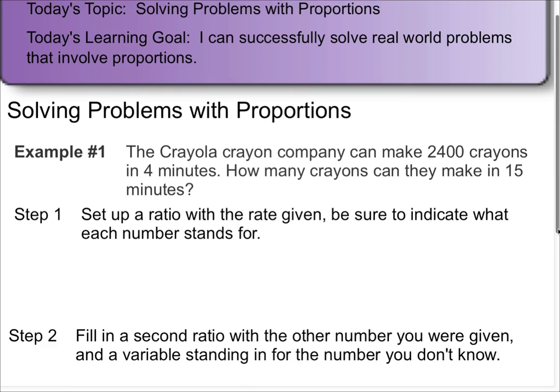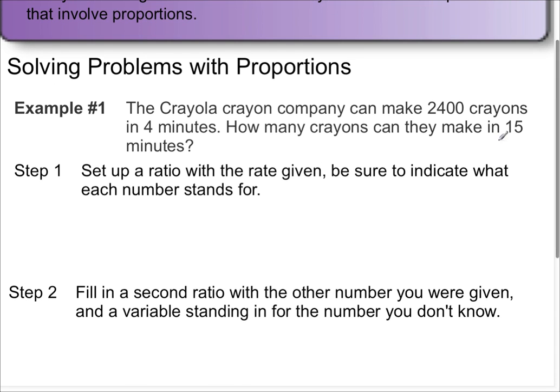Example number 1 says the Crayola Crayon Company can make 2,400 crayons in 4 minutes. How many crayons can they make in 15 minutes? So let's see what this says step by step. Step 1, set up a ratio with the rate given. Okay, so they gave us a rate: 2,400 crayons in 4 minutes.